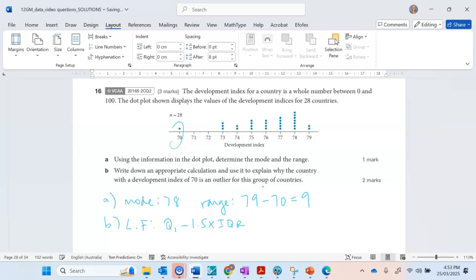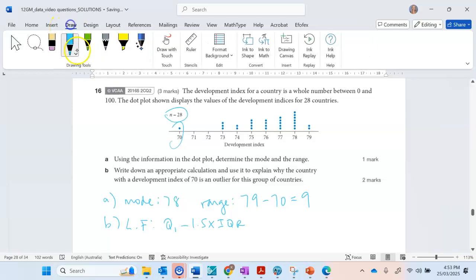Now it hasn't told us what the lower quartile or the upper quartile is, but we do know there are 28 values. All right, so we're going to use that, 28 values. So half of 28 is 14, and it's an even number, so it's going to be halfway between the 14th and the 15th value. So let's count 14. 1, 2, 3, 4, 5, 6, 7, 8, 9, 10, 11, 12, 13, 14. All right, so we're kind of splitting it there.